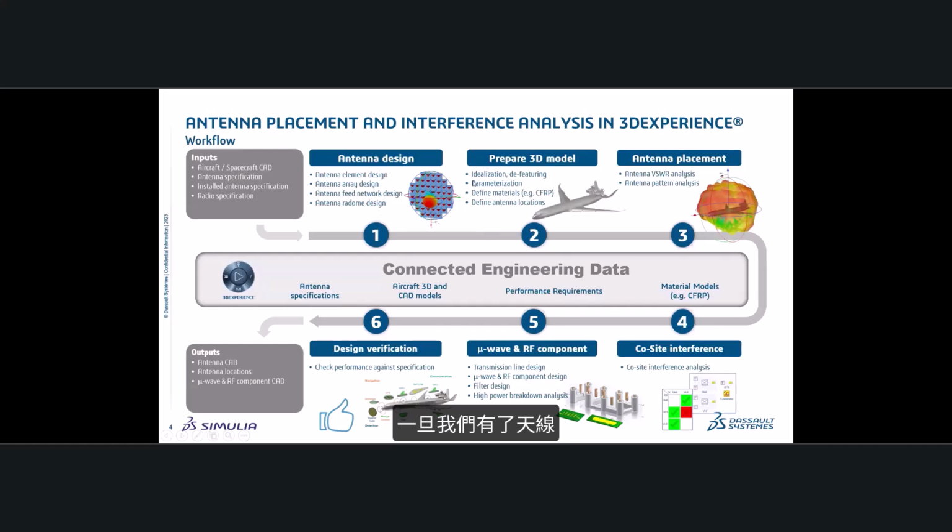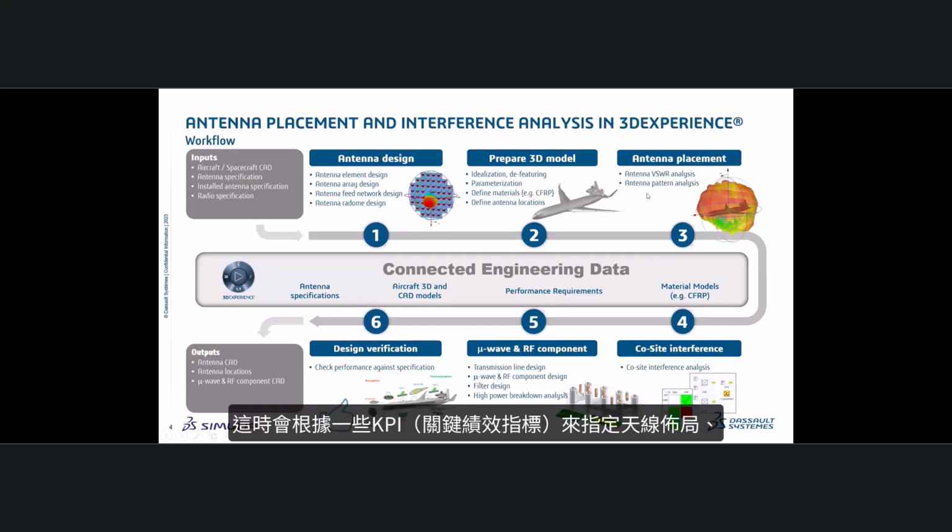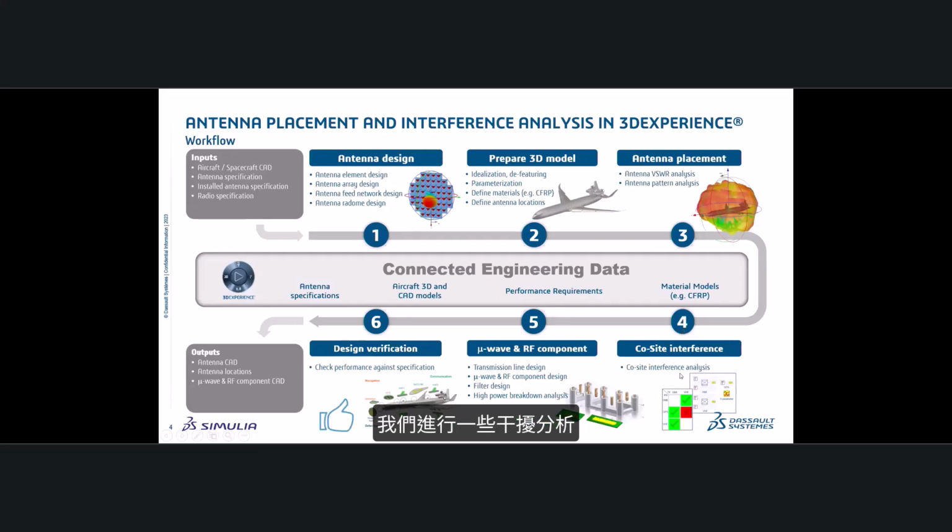Once we have an antenna, we need to have a platform, which would be the aircraft in that case. Here we can apply some idealization, defeaturing, parameterization, define materials, and also define some antenna locations. Then the third step is the antenna placement, which is specified in terms of some KPIs, antenna placement, antenna patterns, and antenna VSWR. And finally, the fourth step, we do some cosite interference analysis.